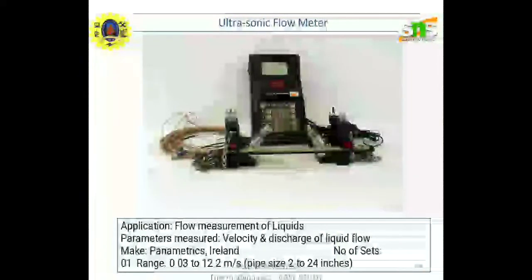This is the ultrasonic meter. Its application is measurement of liquid. Parameters measured are velocity and discharge of fluid flow. Magnetic, and its airline manufacturing. The range is 0.03 to 12.12 meter per second.